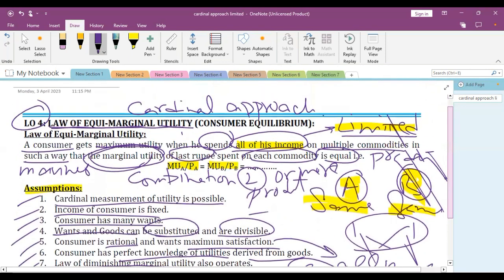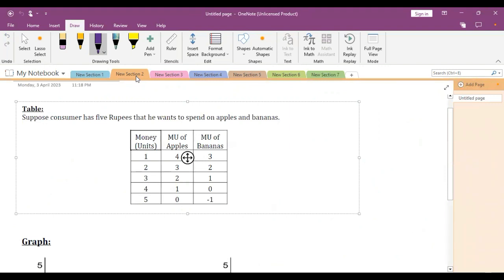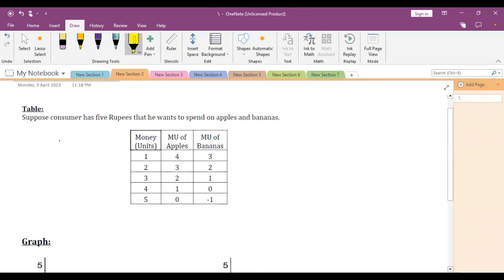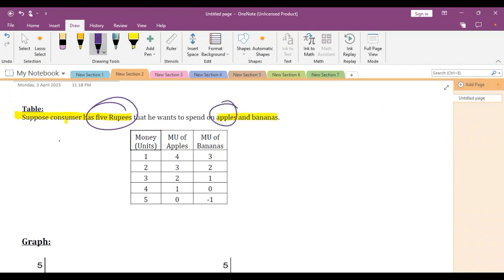Let's study this law with the help of a simple example. Let's say a consumer has 5 rupees that he wants to expend on two products. Let's say their names are apples and bananas. So we have to expend all these 5 rupees on the two products, apples and bananas, in such a way that they give us maximum satisfaction level.